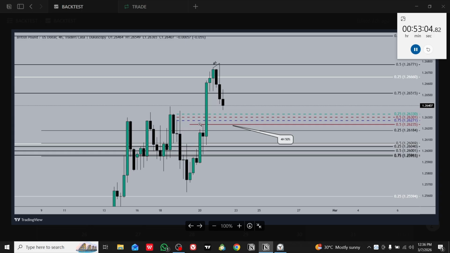Okay, let's see what happened in the 4 hour chart. Clearly we've seen 50% C, touched the C, didn't even go into the C, 50% of the 4 hour, and then we went to the upside.